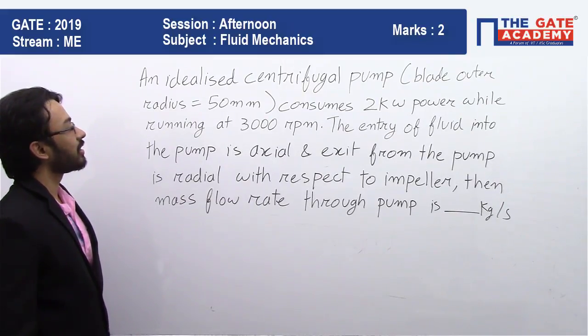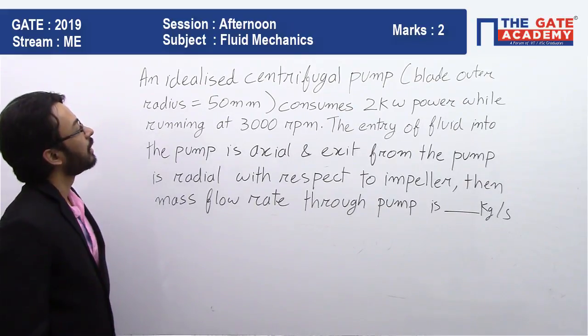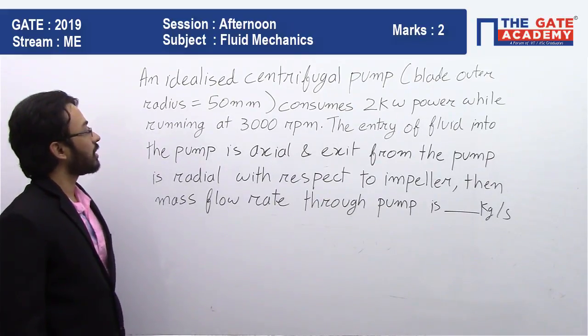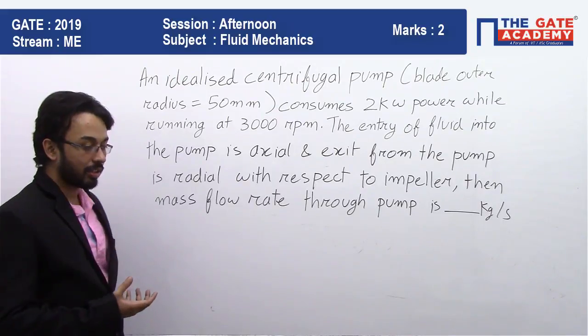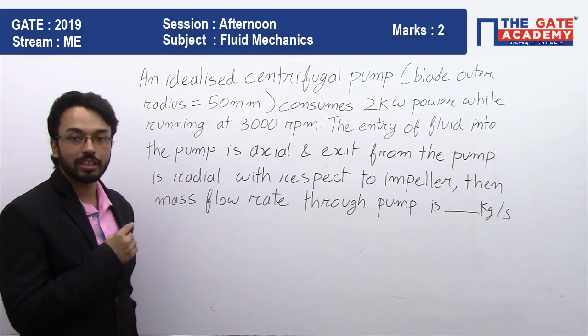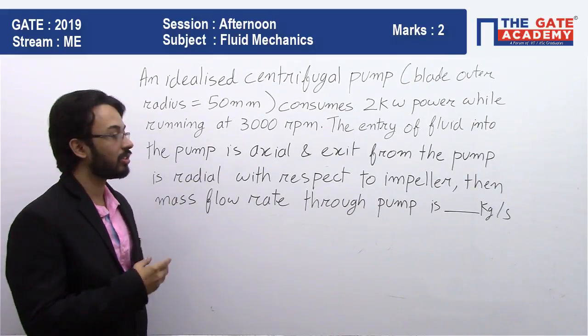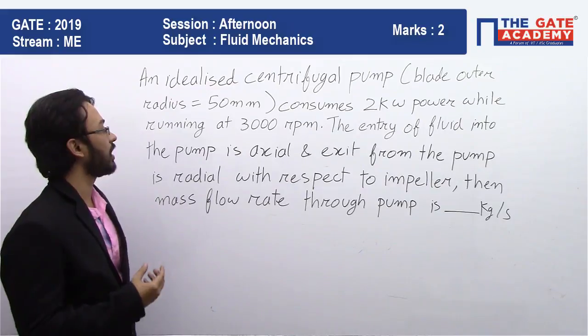An idealized centrifugal pump. Blade outer radius is equal to 50 mm. So they have stated that there is an ideal centrifugal pump and the outer blade radius is 50 mm. It will be more clear when I draw the image.